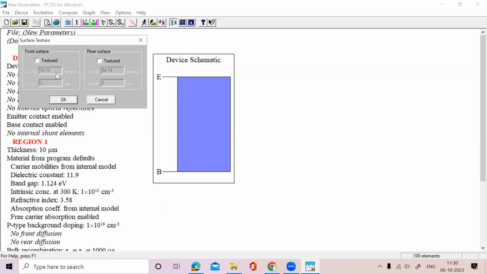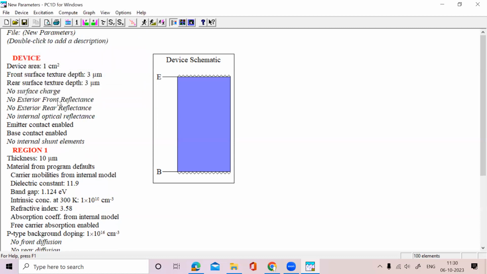Next is surface texturing. First you go to the surface texturing and you tick both surfaces. When you tick both, automatically 54.74 degrees and 54.74 degrees will come on your screen, and it is an optimized value proposed by the industries, and it is also proposed by texturization. And the depth will be 3 micron. It is also the optimized value, and you do it. Okay, so we did the surface texturing on both sides, front and rear.